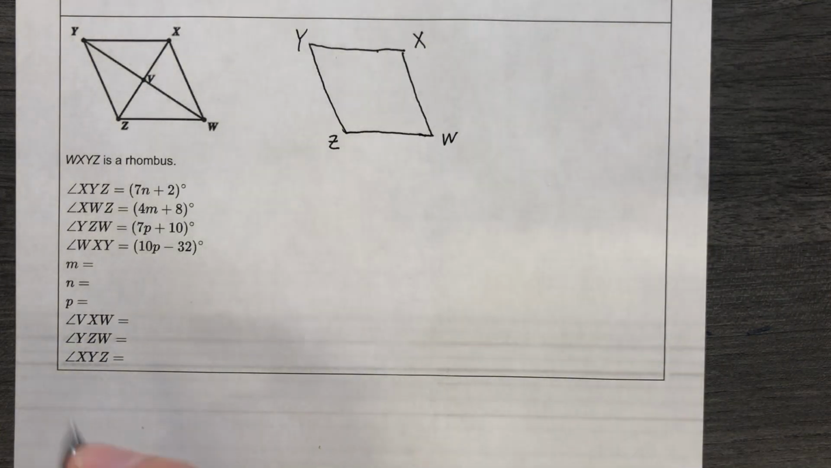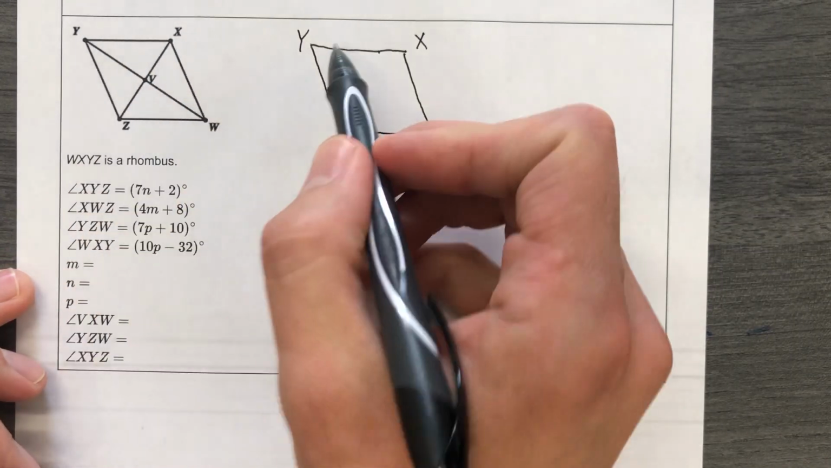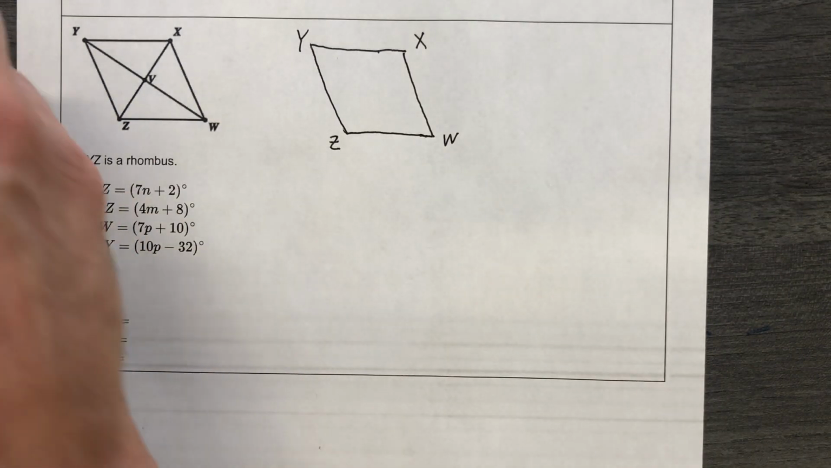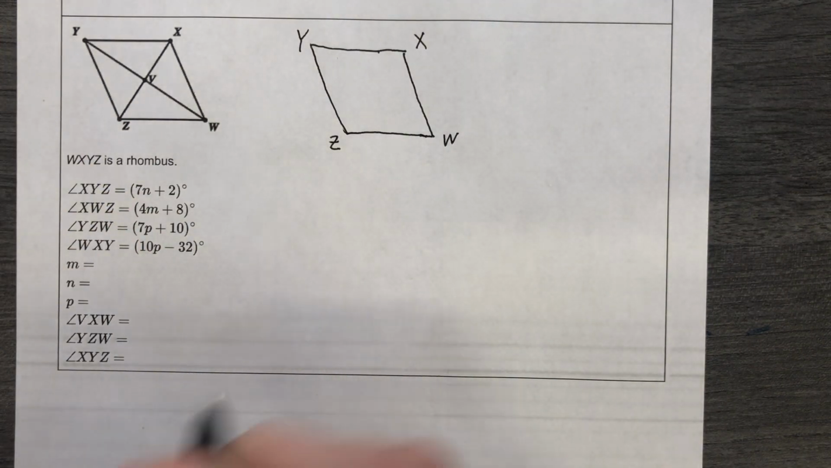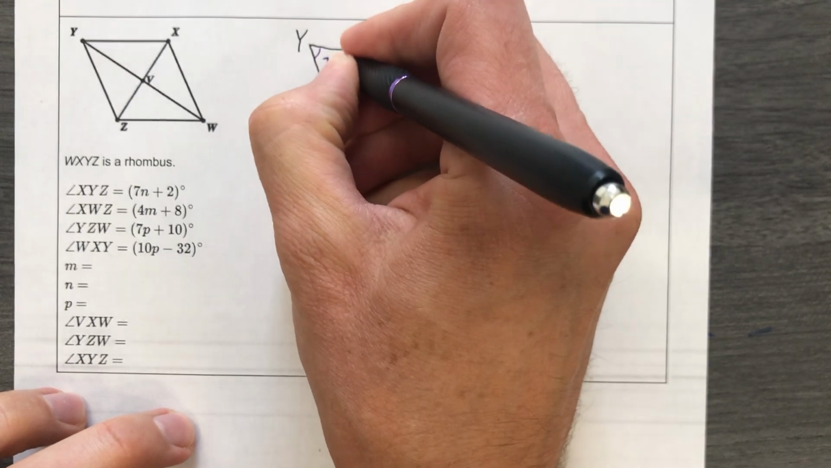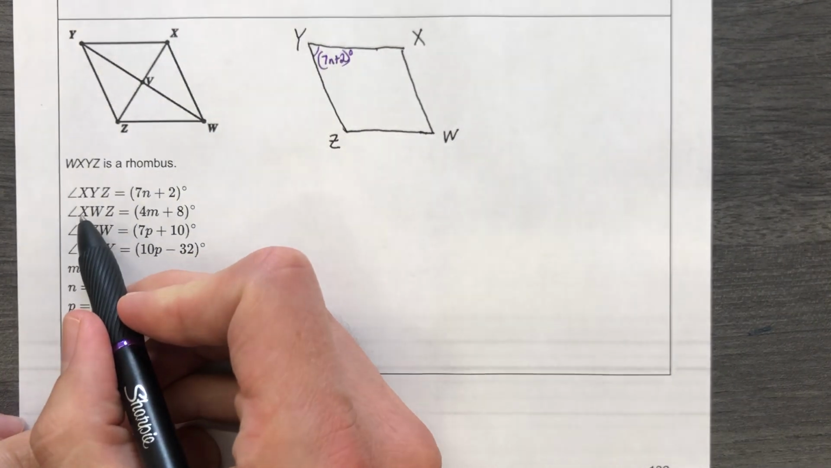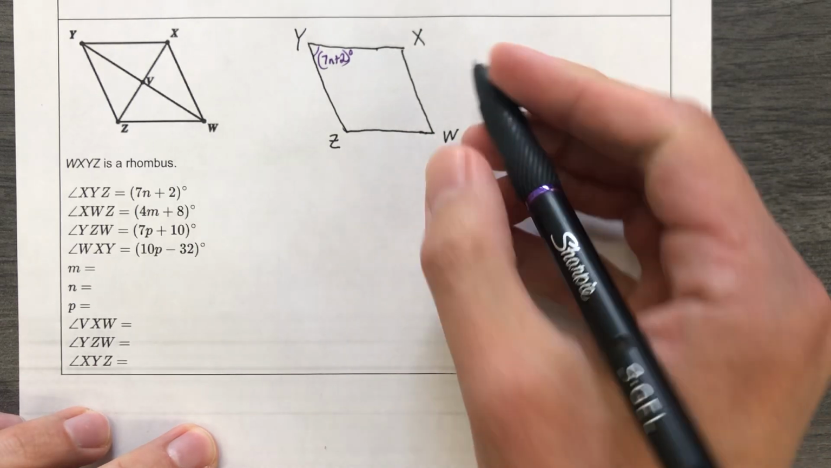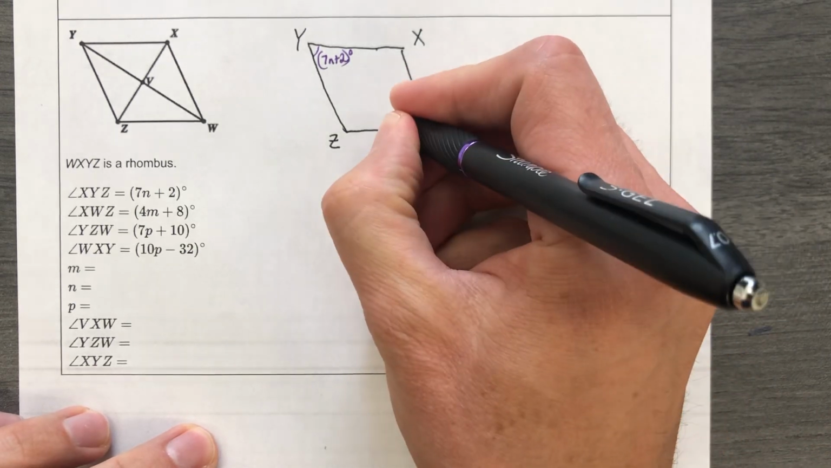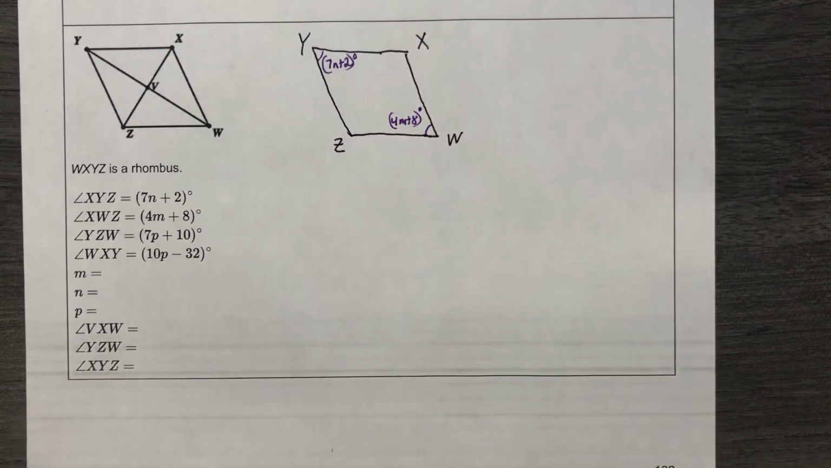Let's read. Angle XYZ, which would be this entire angle right here. We'll draw it in purple, label it in purple. That is 7n plus 2 degrees. All right, good to know. And then XWZ is 4m plus 8, also degrees, of course. And we know that those are equal to each other.